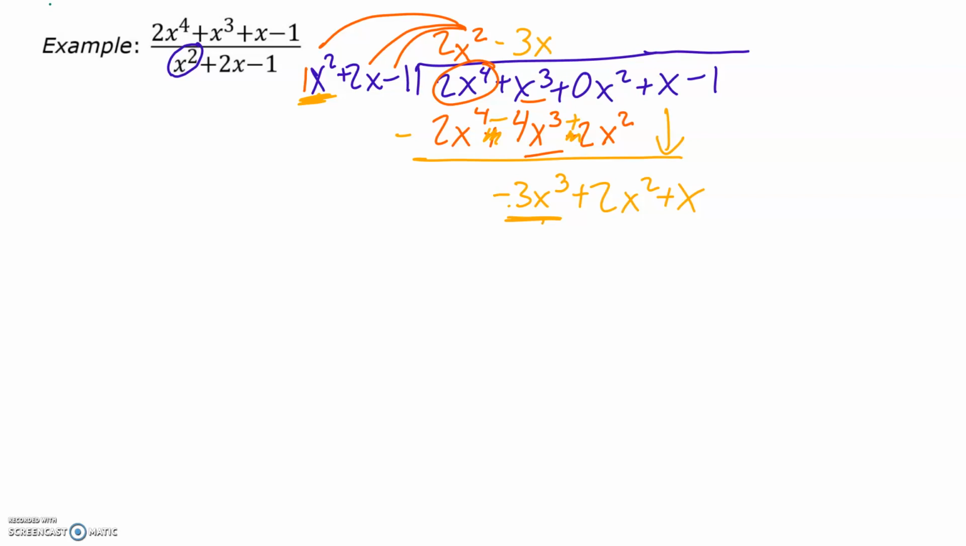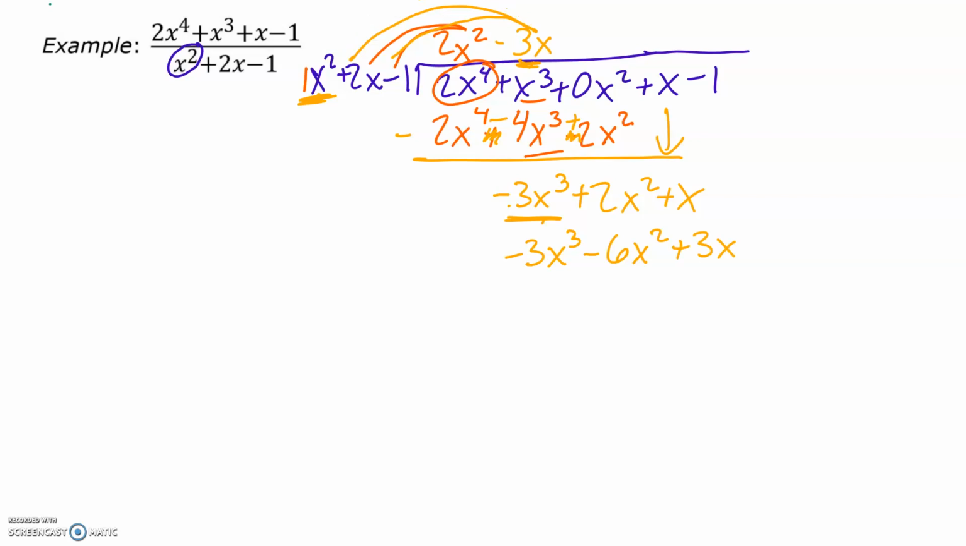Next step is we're going to distribute that negative 3x. So we're going to end up with negative 3x times x squared, which is just negative 3x cubed. If that term isn't the same as this term, you need to double check your math and go back, because this number may need to be different. Then we're going to end up with negative 3x times 2x, which is negative 6x squared, and negative 3x times negative 1, which becomes positive 3x.